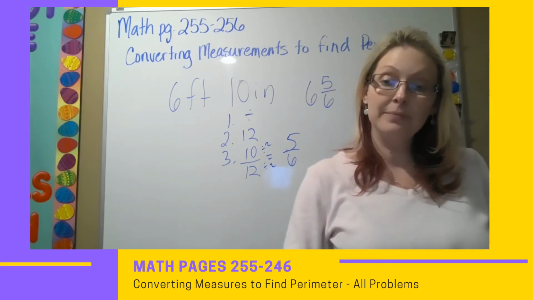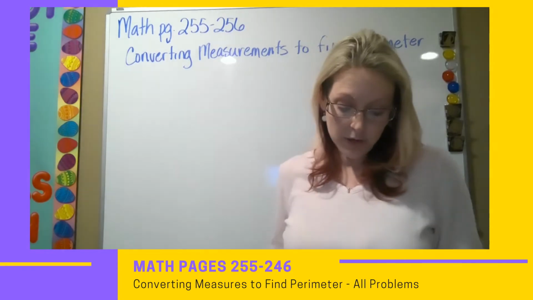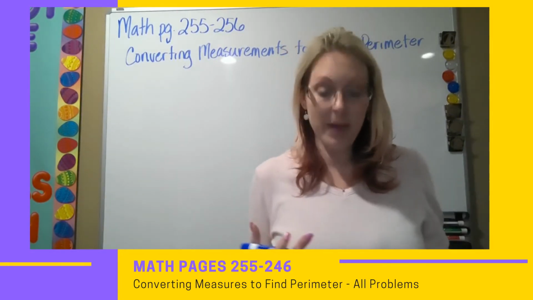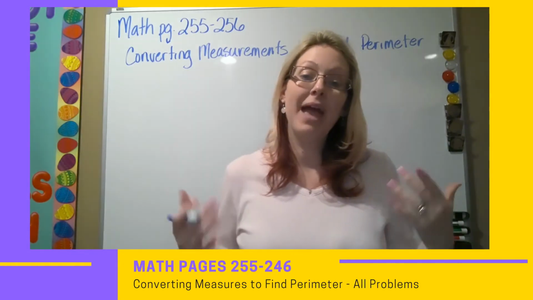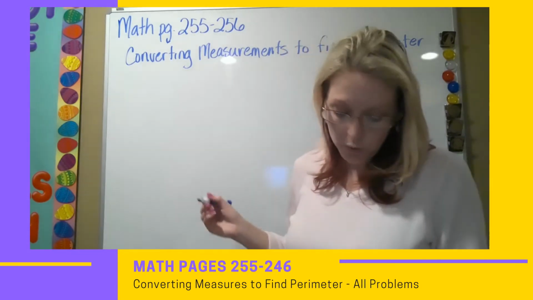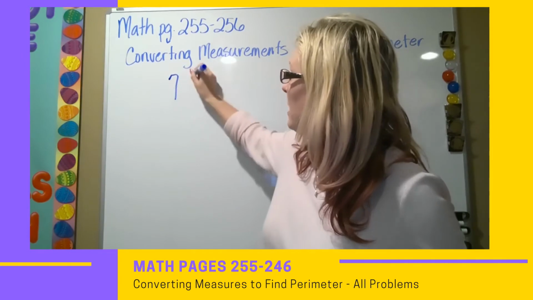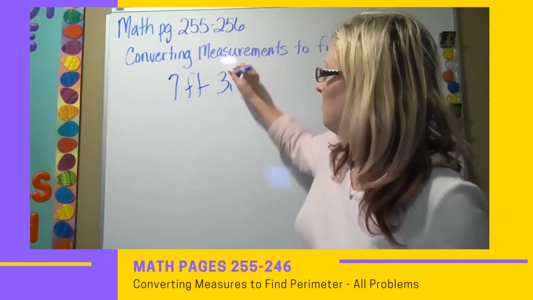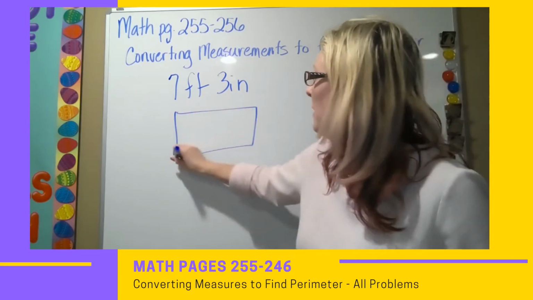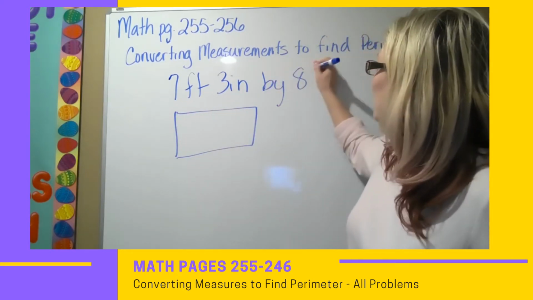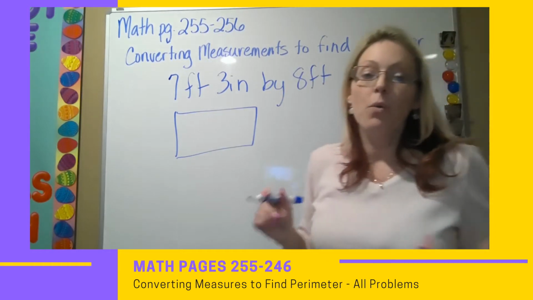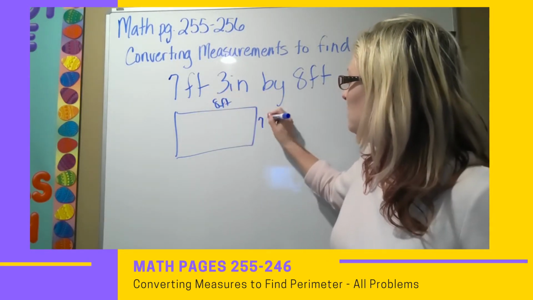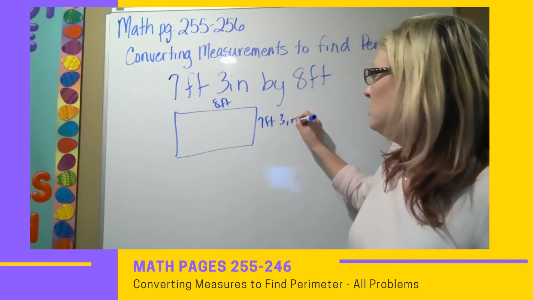That was converting. If we were going to do 1A, we're going to do the same thing we just did with the basketball player. So now instead we have a rectangle. We have 7 feet, 3 inches by 8 feet is what it's saying. What that means is that this would be 8 feet and this would be 7 feet, 3 inches.